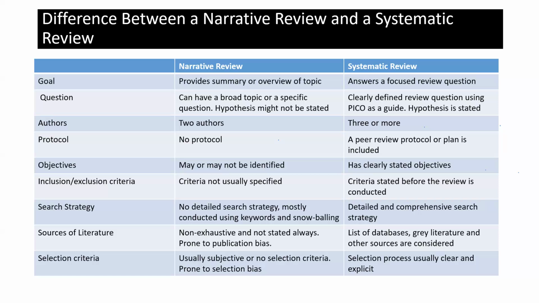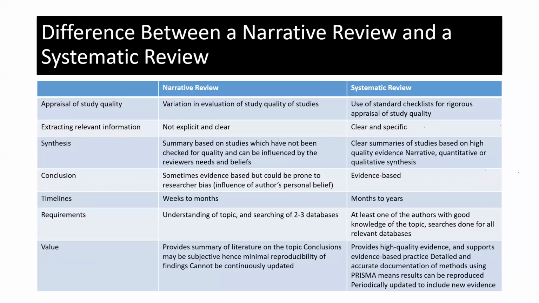And then selection criteria can be subjective, or no selection criteria will be there. But here we have very clear and explicit selection criteria. So there can be variation in the evaluation of study quality in narrative review. But here we have the standard checklist for rigorous appraisal of study quality. So it is not like this. We have the risk of bias kind of thing. We have the PRISMA statement. All those things are there. There is a systematic way of choosing and assessing the studies.